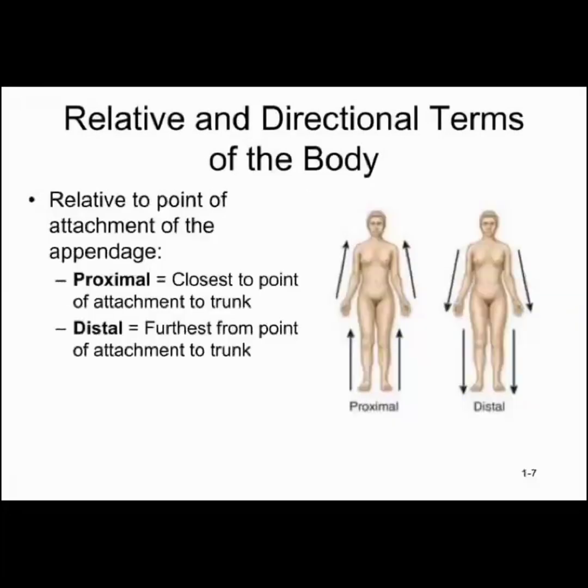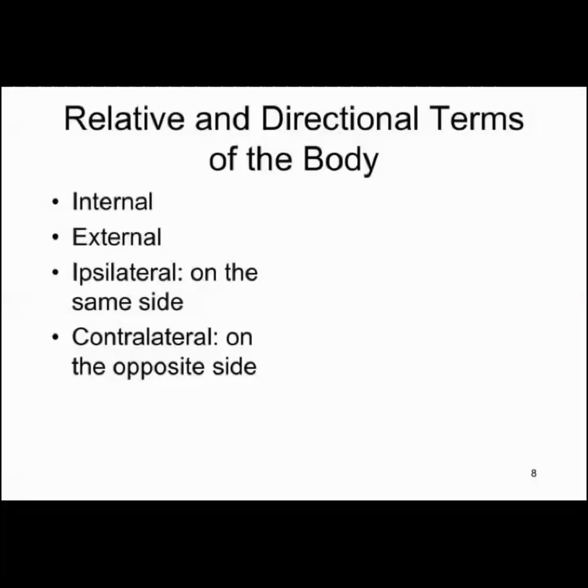Now we will discuss terms relative to the point of attachment to the appendage. So these are the important terminologies which are relative to points of attachment to the appendages. First is the proximal, which means closest to the point of attachment to the trunk. So the first picture is showing the proximal, and distal, the furthest from the point of attachment to the trunk. Second picture is showing the distal parts of the body. Now we will discuss relative and directional terms of the body.